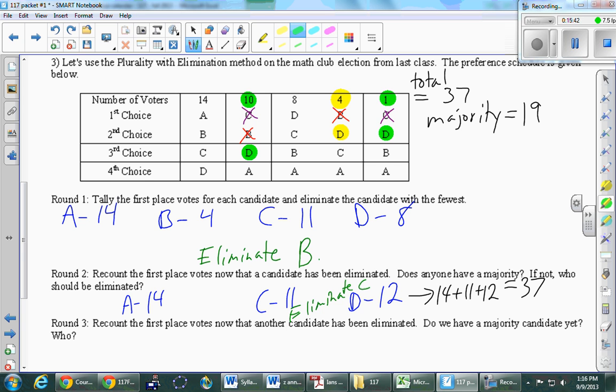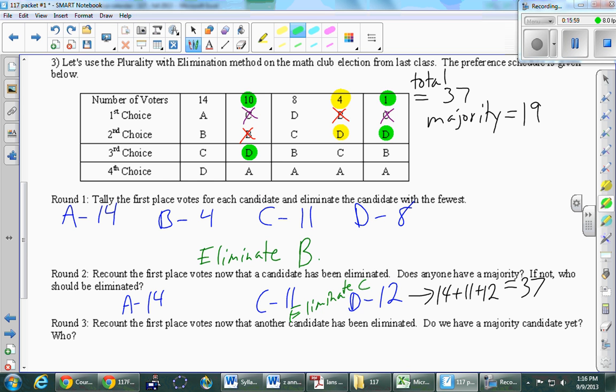Everybody see what happened? That first column is the tricky one. You give it to the next best candidate who's still alive. Candidate B had already been eliminated, so they're gone. Okay, so recalculating. Might be easier just to start from scratch and calculate from what's up there in the table.